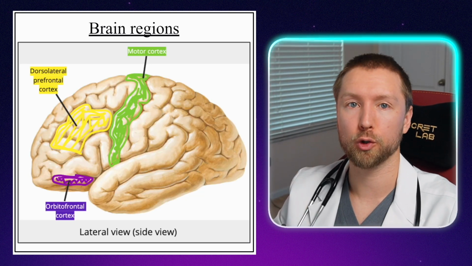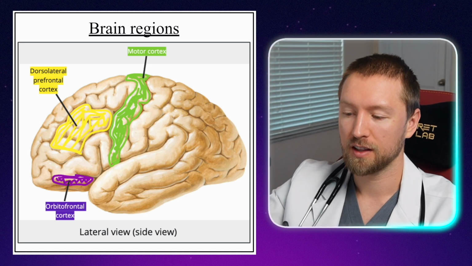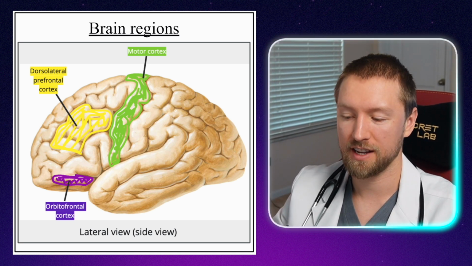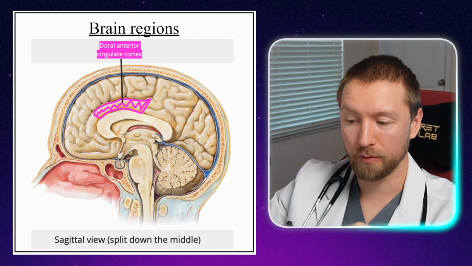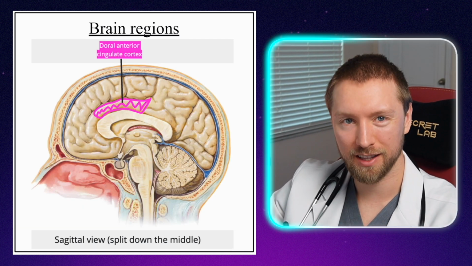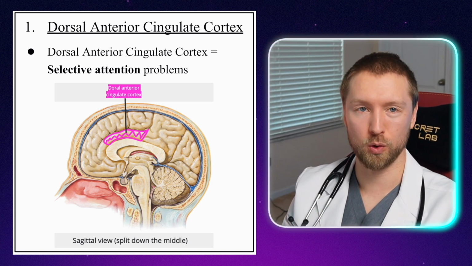Here's a quick picture view of all the different brain areas: the motor cortex, the dorsolateral prefrontal cortex in yellow, and the orbital frontal cortex in purple. And then number 4, the dorsal anterior cingulate cortex. Let's start with number 1, the dorsal anterior cingulate cortex.